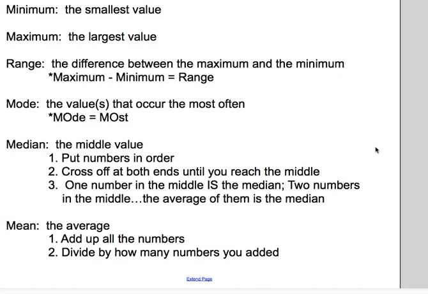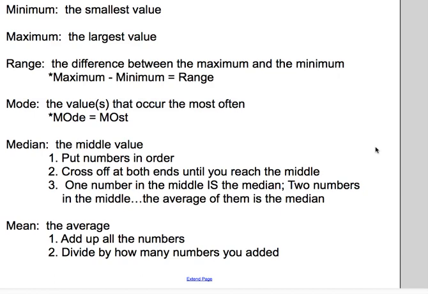The mode is the value or values that occur the most often. Try to remember mode equals most. That M-O, M-O, mode, most. It's whatever value you see on your list the most. There can be more than one mode. There's always a mode unless every number is on the list only one time. If every number is on the list only one time, then you don't have a mode.